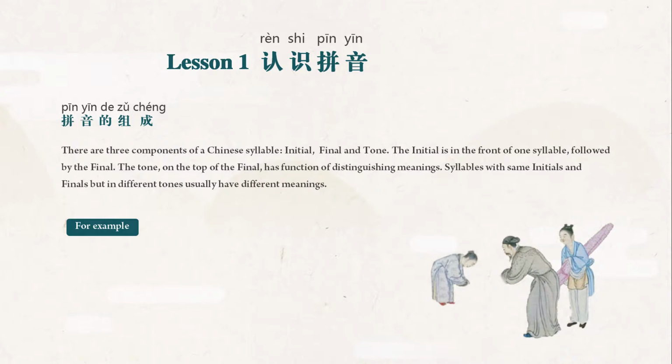Now let's learn Lesson 1. 认识拼音. We will learn the components of pinyin: initials, finals, and tones. In this lesson, we have 3 parts. Firstly, we will learn the components of Chinese pinyin. Secondly, we'll help you with the Chinese pinyin pronunciation. Thirdly, let's learn some basic daily words. In addition, we prepared an exercise for you. Now, let's go to the first part.